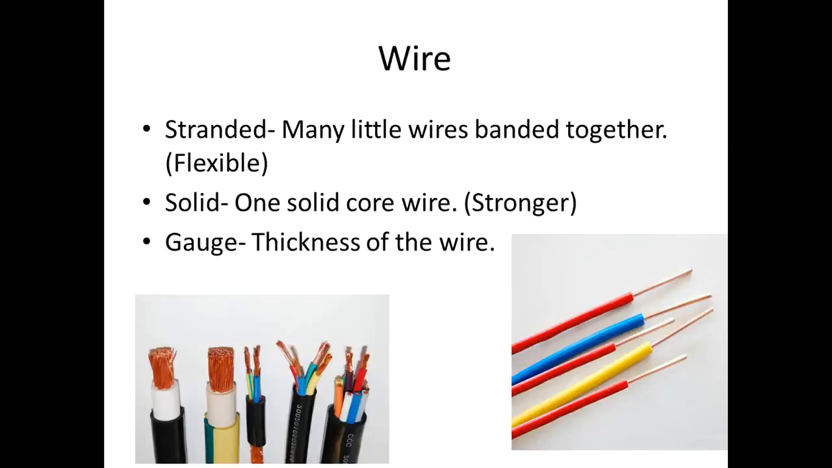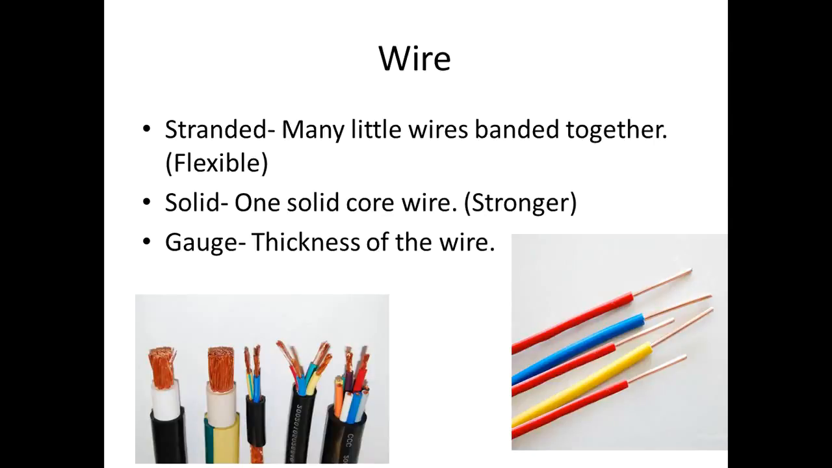One of the most important components when we're building any sort of electronic device is wire. Wire comes in two different types and has one major measuring function. Stranded wire is many little wires banded together. These are a lot more flexible and easy to work with, but unfortunately, when it comes to soldering, they can be a little difficult. Solid wire is a wire with a solid core. It's a lot stronger, but a little less flexible.